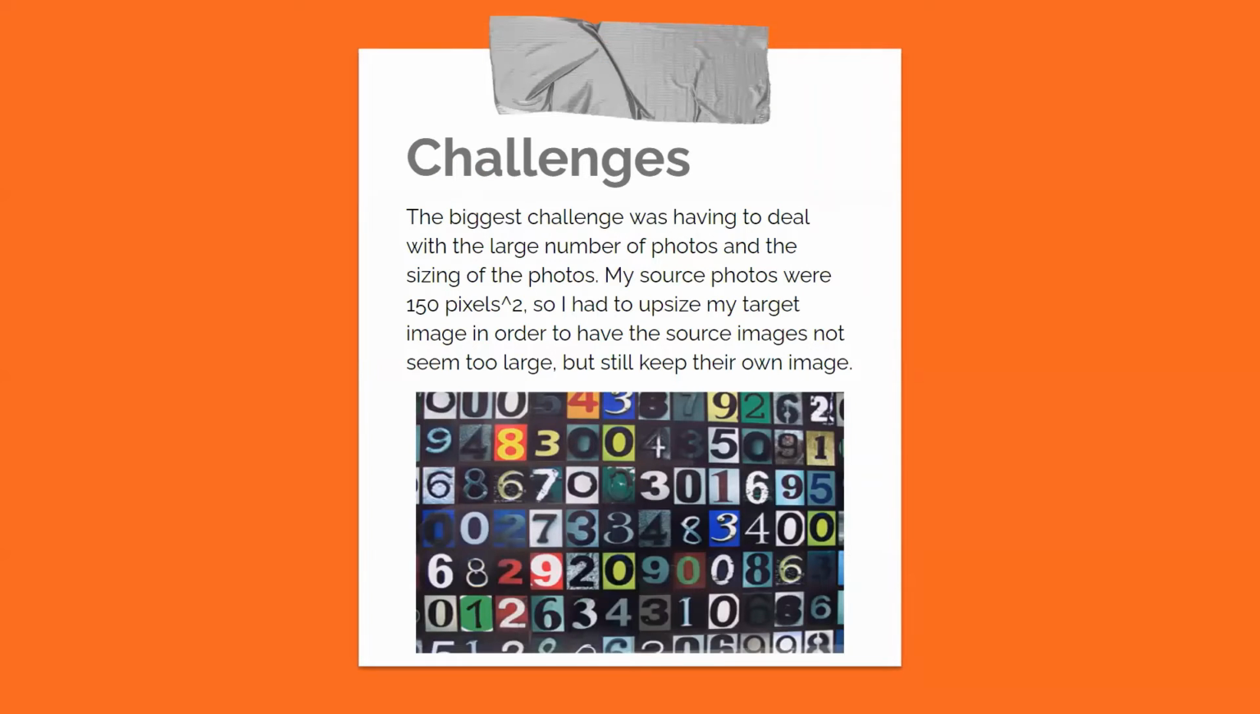The biggest challenge was having to deal with the large number of photos and the sizing of the photos, because since my source photos were 150 pixels by 150 pixels, I decided I had to upsize my target image so that I could have the source images not seem too large, but still keep their own image so they didn't just look like regular pixels.